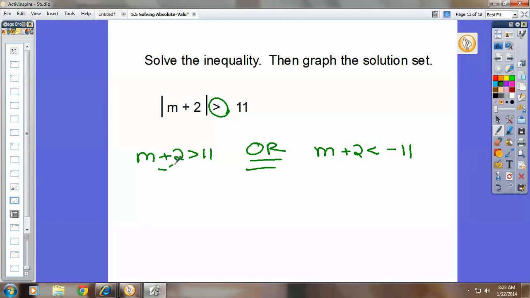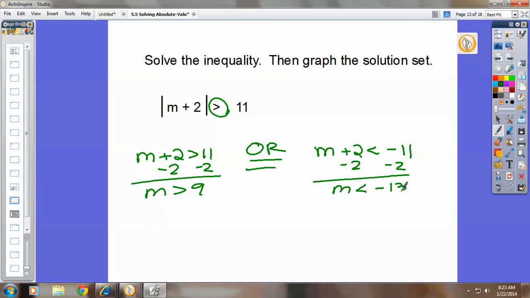We can subtract 2. M is greater than 9. Here, if we subtract 2, we have m is less than negative 13.